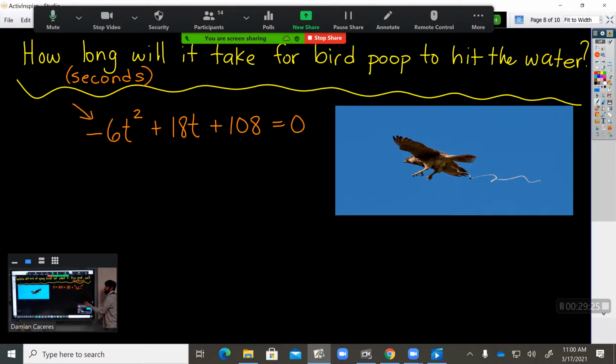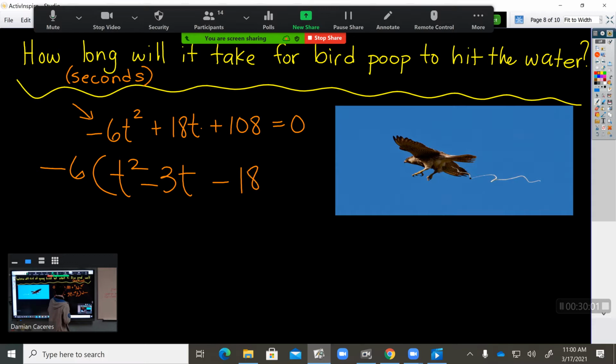Now, if the leading coefficient is negative, you have to factor out a negative. So know that whatever I factor out is going to have a negative in the front. Now, between 6, 18, and 108, the greatest common factor is 6. Now, open your parentheses, divide to see what's left in the parentheses. So -6t squared divided by -6, t squared. 18t divided by -6, negative 3t. Positive 108 divided by negative 6, negative 18.